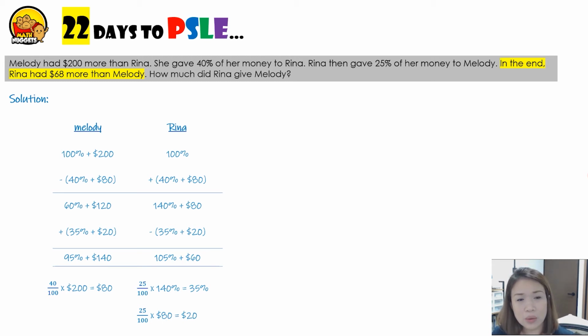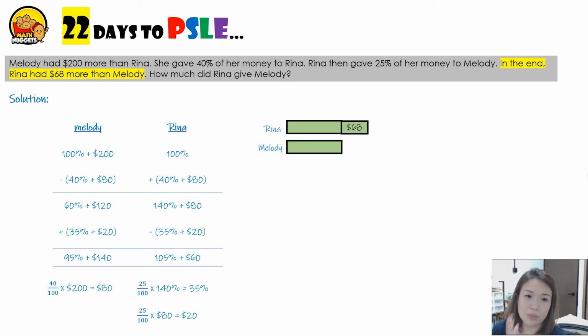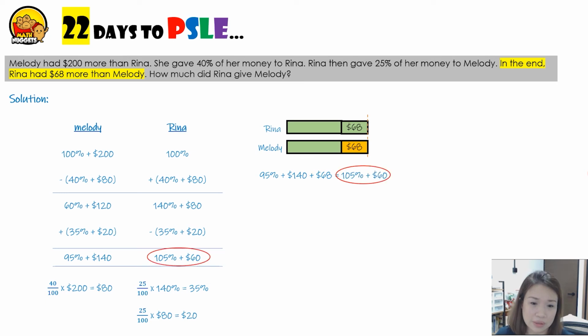Now I'm going to have to form an equation with what they have left in order to solve. Since Rena had $68 more than Melody, remember I said I need to form an equation, right? Both sides need to be equal. So how do I make them equal? For Melody, I need to plus 68. Melody, that's what she had left. I'm going to add $68 to her side so that she will be equal to what Rena has.